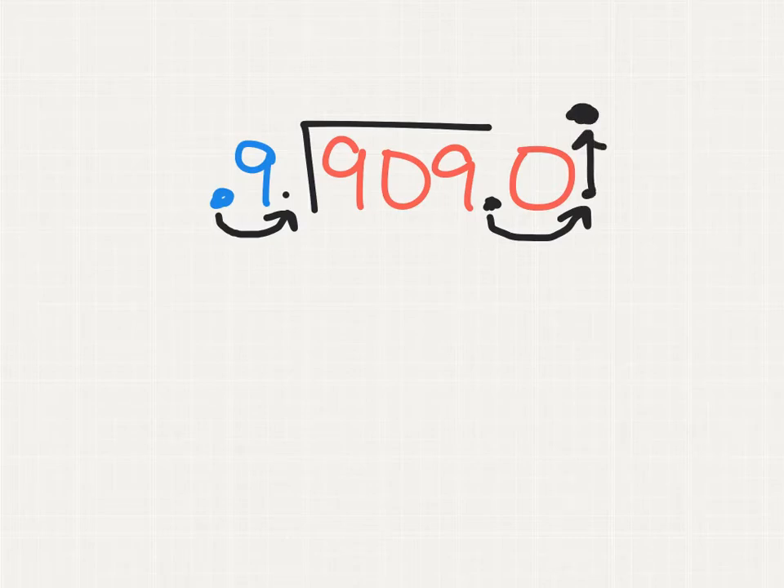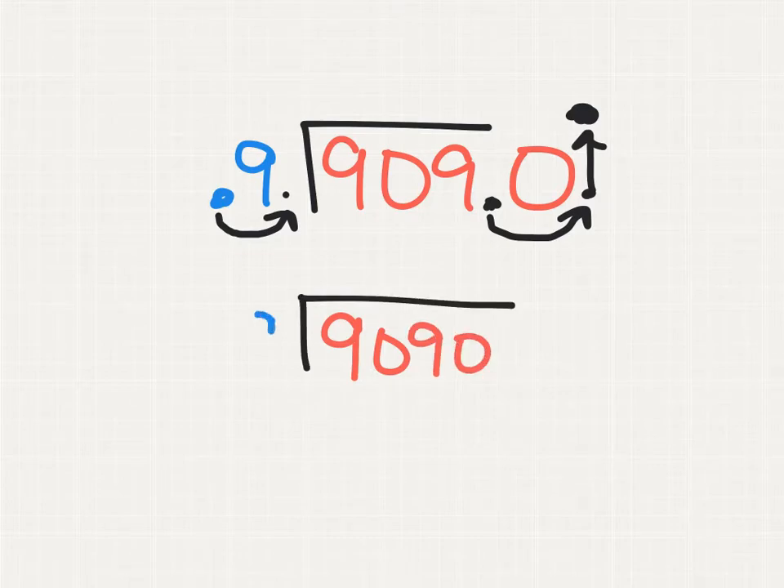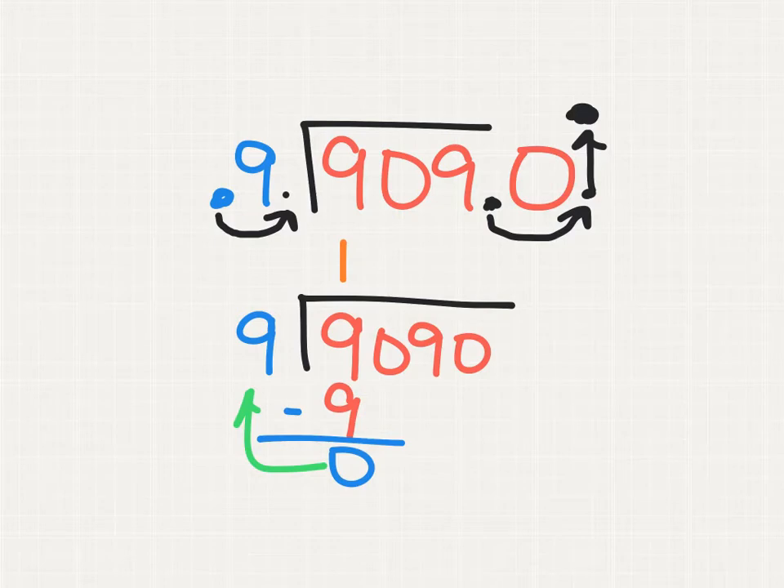I have moved the decimal in my divisor once to the right and then did exactly the same thing to my dividend. My new division problem is 9,090 divided by 9. Now that I have a whole number in my divisor, I can divide as normal. I can make one group of 9 from 9, and 9 times 1 is 9. I subtract 0. I compare. I'm good. So now I'm going to bring down.